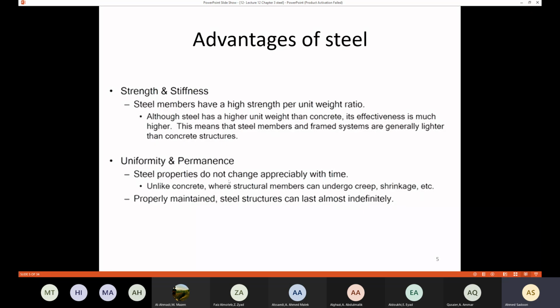Also, if you maintain steel in good condition, a steel structure can last almost indefinitely. So steel can last forever if you provide good maintenance. If you provide good maintenance, steel can last for a very long time.